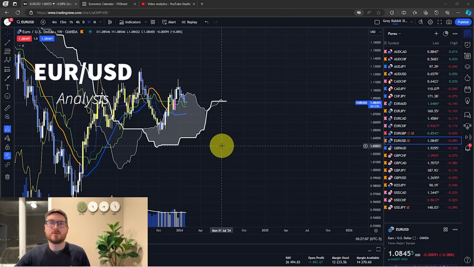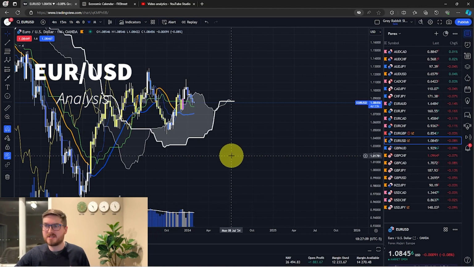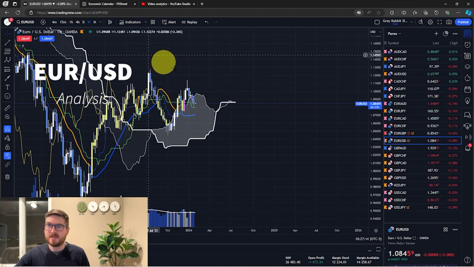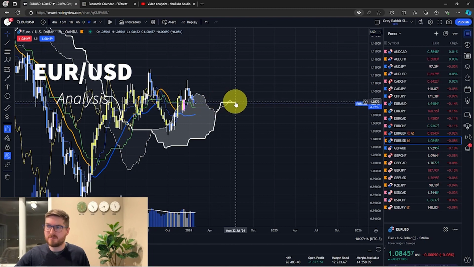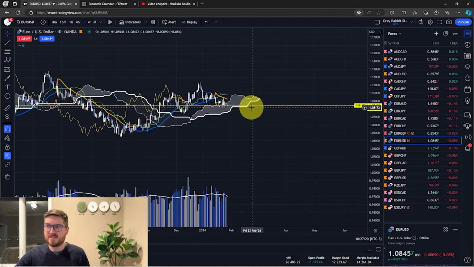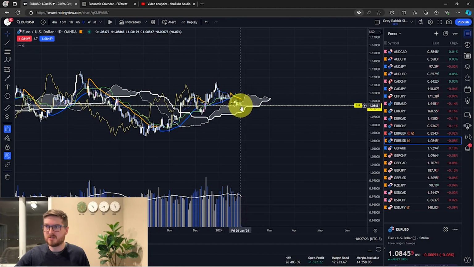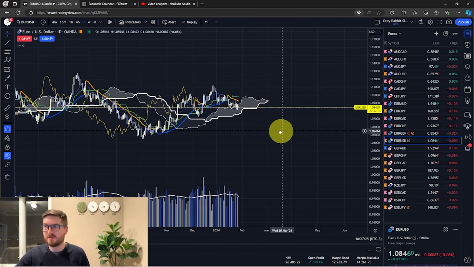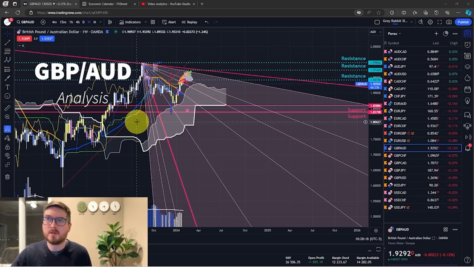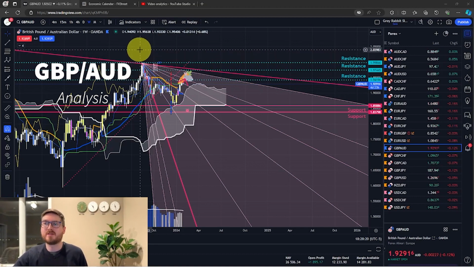Okay guys, Euro US dollar on the weekly. I'm not going to say much about this. Right now price is in the Kumo cloud on the weekly. We have a really sloppy looking Kumo cloud twist here. And also if you look at the daily chart, we're also in the Kumo cloud as well with a twist forming. So right now guys, this pair is just going to be ranging this week, and I most likely will not be trading it.